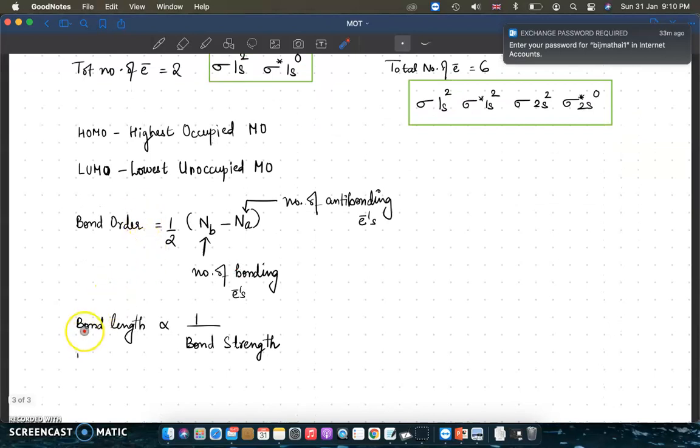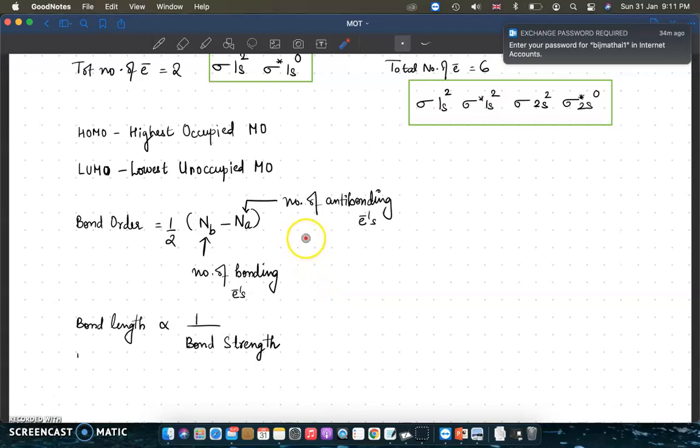Another important thing which you are pretty familiar with is the bond length and the bond strength, and they are inversely related to each other. So if the bond strength is high, the bond length would be lower. When you talk about multiple bonds, we know the strength increases and therefore the bond length will decrease as you go from single bond to double bond to triple bond. So please keep these particular things in mind. I think this would be helpful.